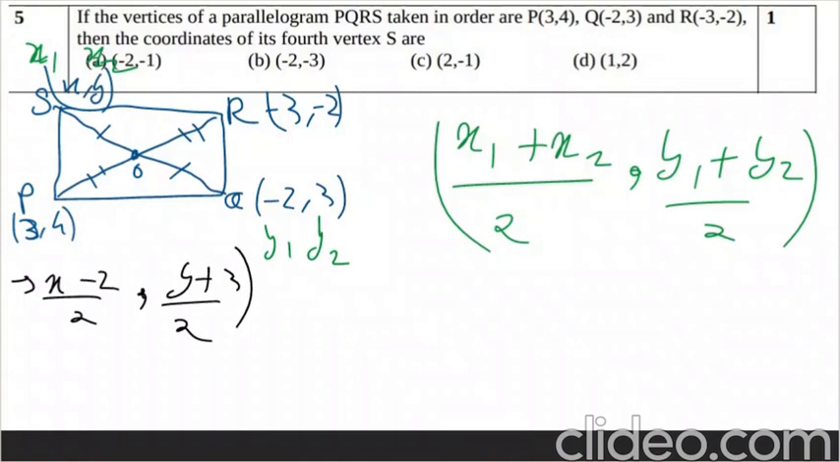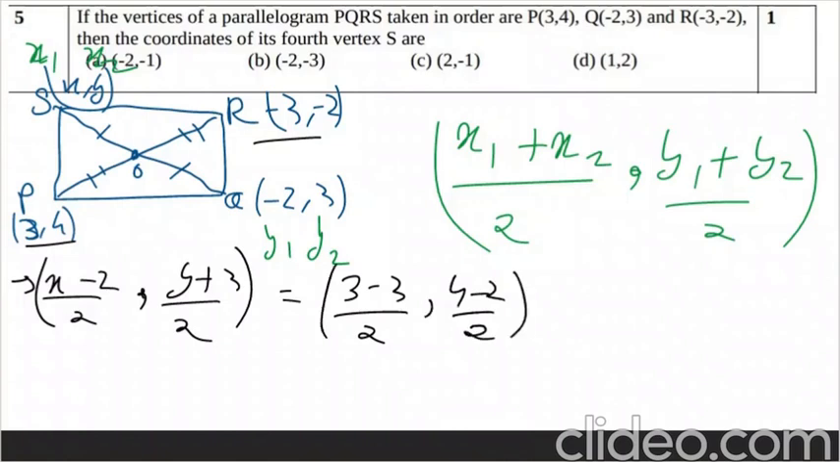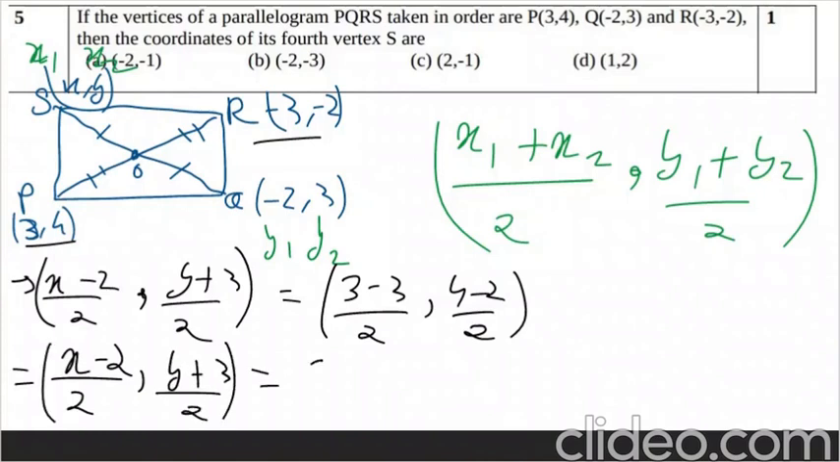I have written the value just substituting the same values. Now, they will be equal, the distance formula will be equal. So, 3 minus 3 by 2, why? I'm taking the values of P and R now, comma, 4 minus 2 by 2. I'm equating each other. Now, opening brackets and all, simplified: x minus 2 by 2, comma, y plus 3 by 2. We can open the next brackets: 3 minus 3, 0 by 2, and 4 minus 2, 2 by 2.